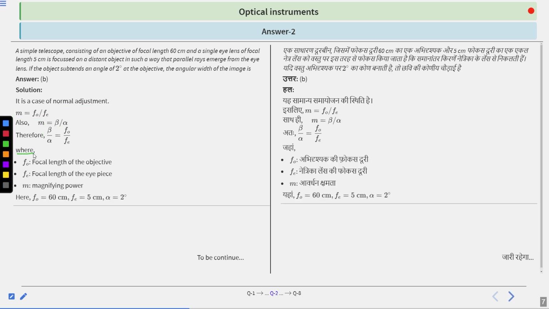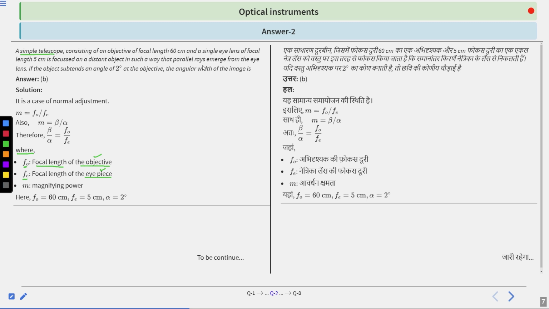We know FO is the focal length of the objective lens and FE is the focal length of the eyepiece. A simple telescope consists of two lenses. Listen carefully. The first we know as the objective, the second one is the eyepiece. The focal length of the objective lens is FO, the focal length of the eyepiece is FE, and M is the magnifying power.